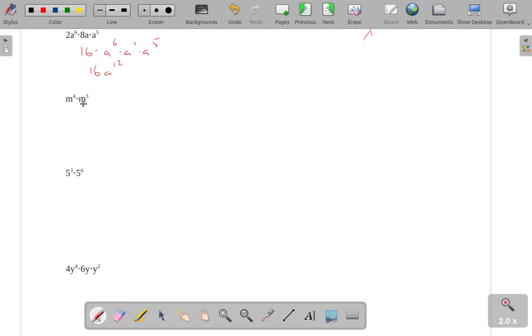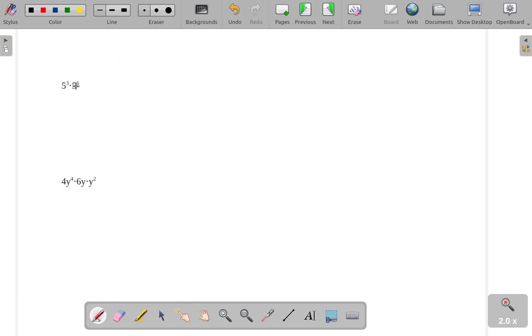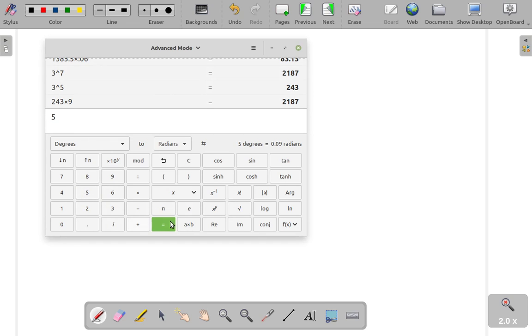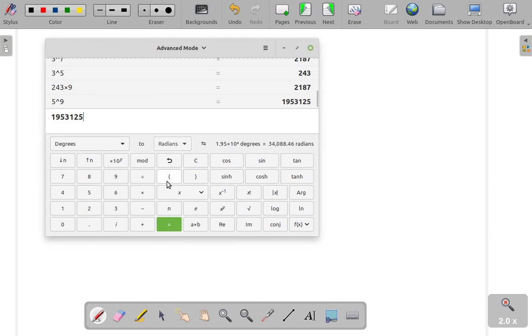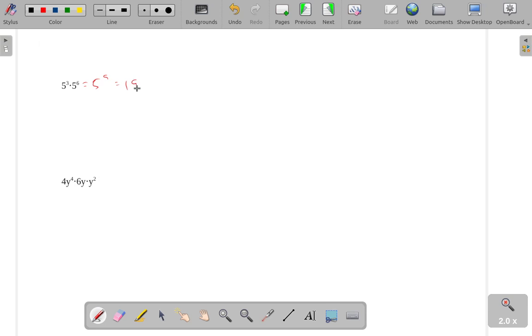Alright, m to the 4th times m to the 3rd. 4 plus 3 is 7, so this is m to the 7th. This one right here, 5 cubed times 5 to the 6th, we could do either way. We could say 5 cubed and 5 to the 6th and do those each independently. I'm going to choose to do it as 5 to the 9th because it's fewer things to plug into the calculator. So I'm going to ask my calculator what is 5 to the 9th, and that is some big number. 1,953,125.